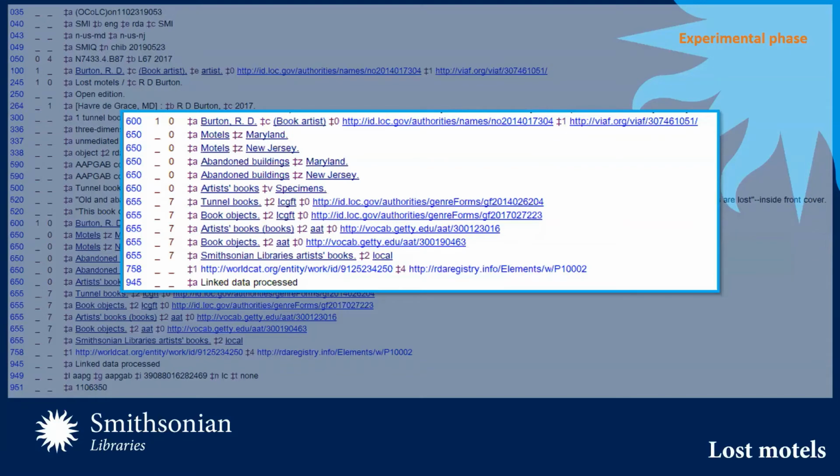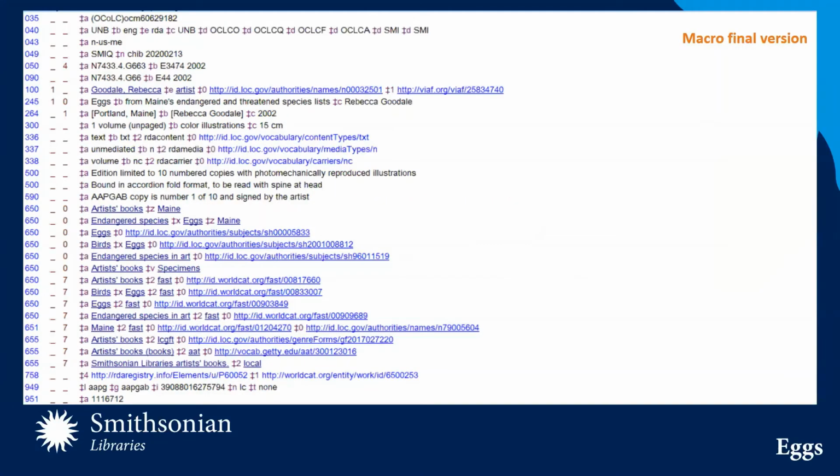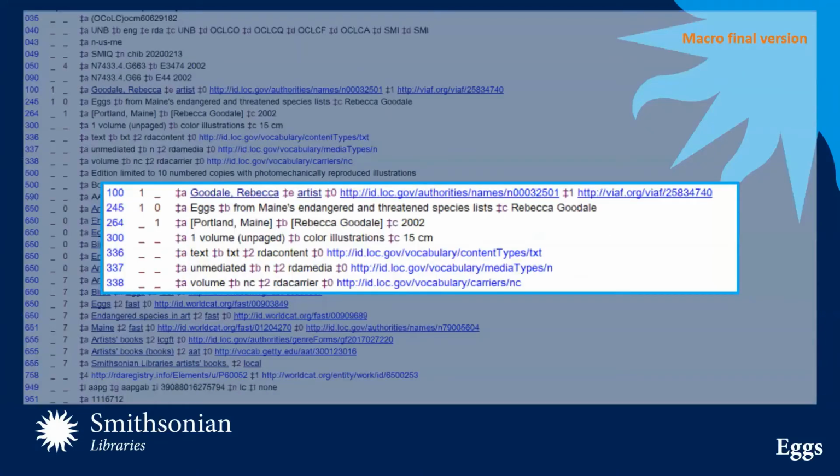As we refined this and got to the final version of the macro, you will see the big change here is not the linked data. We're still pulling those in, those subfield zeros and subfield ones, but now the punctuation has been stripped out. So if you look at that 245 field, for example, there is no punctuation between the subfields. There's no punctuation between the subfields in the 264, the 300.